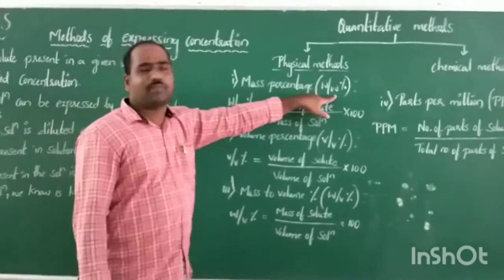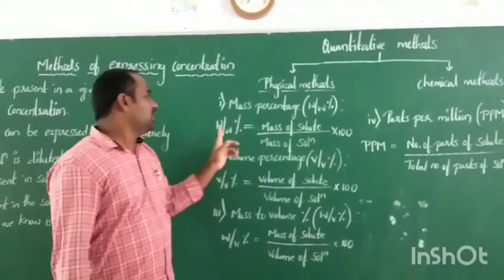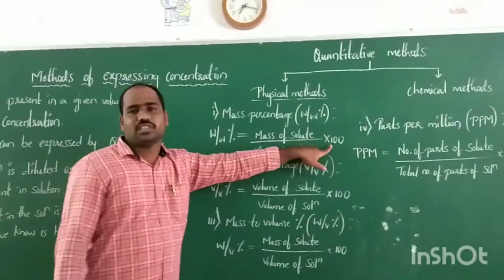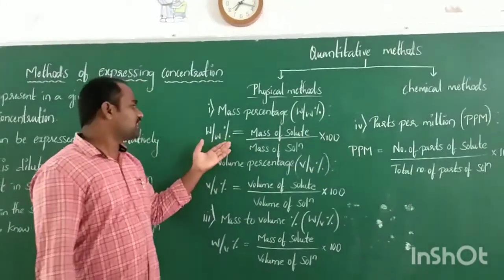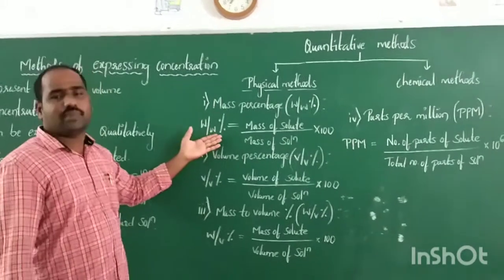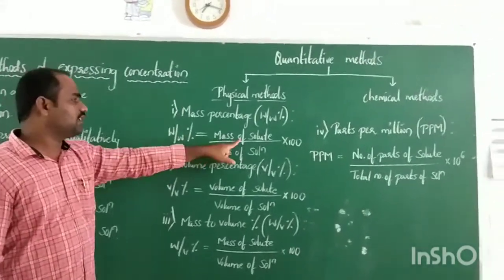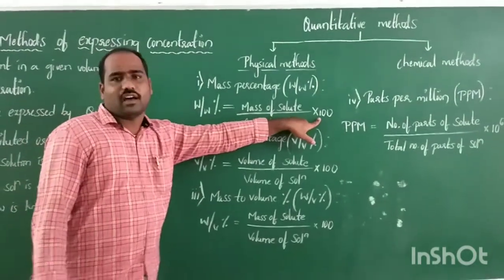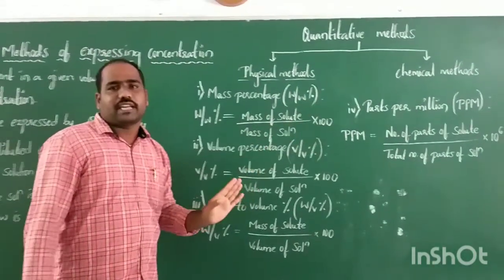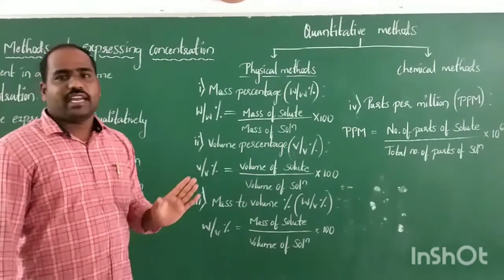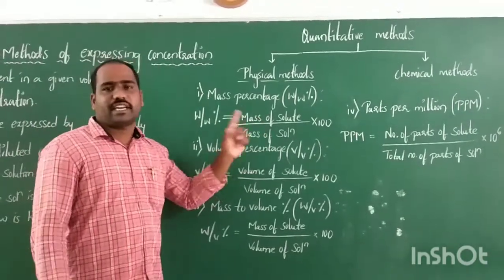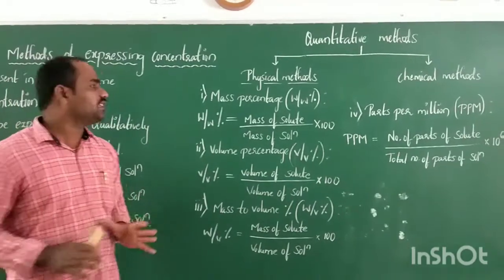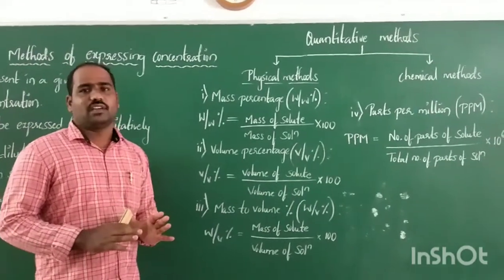Mass percentage is indicated by W/W percentage. W/W percentage is equal to mass of the solute divided by mass of the solution, times 100. For example, 10 grams of glucose in water by mass means 10 grams of glucose dissolved in 90 grams of water to make 100 grams of the solution.